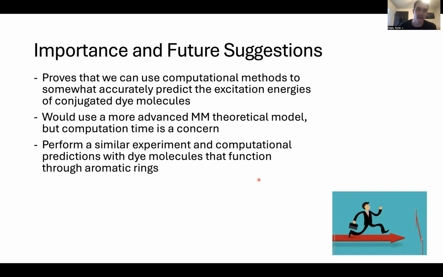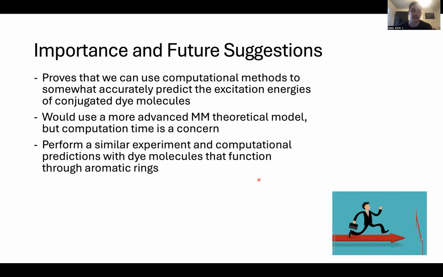And so the importance of this and some future suggestions is that it proves that we can use computational methods to somewhat accurately predict the excitation energies of conjugated dye molecules. In the future, we would use a more advanced molecular modeling theoretical model. But as I mentioned, computational time is a concern. As these models get more advanced, normal computers take a very, very long time to perform these calculations, and you often need quantum computers to do these calculations, and it's very difficult to get your hands on those.